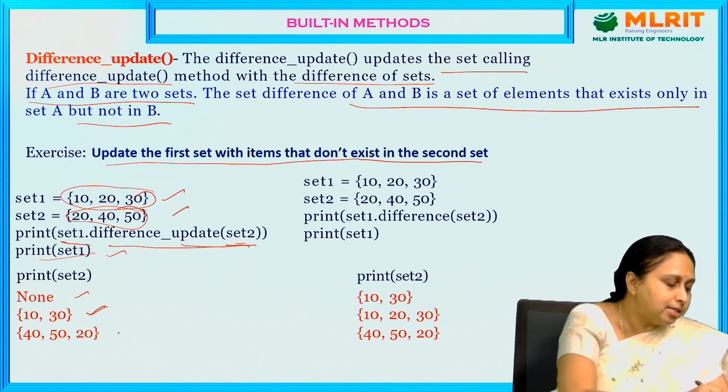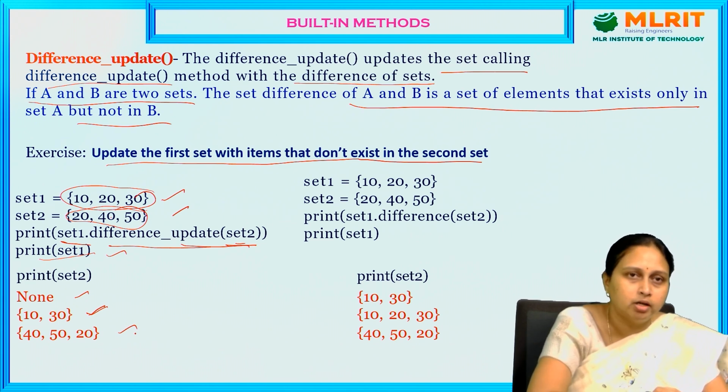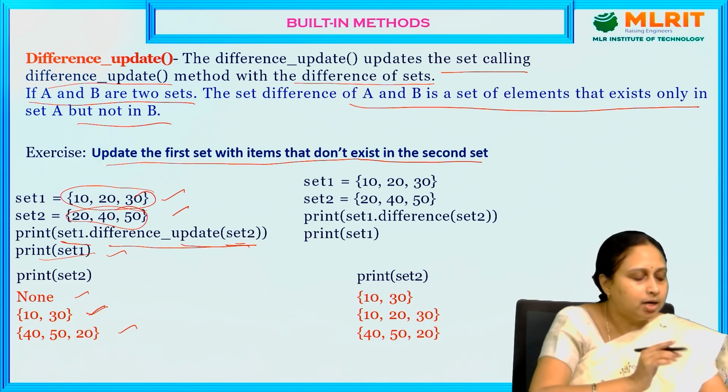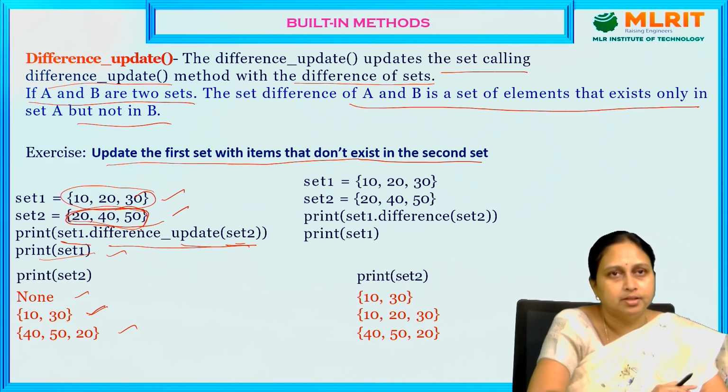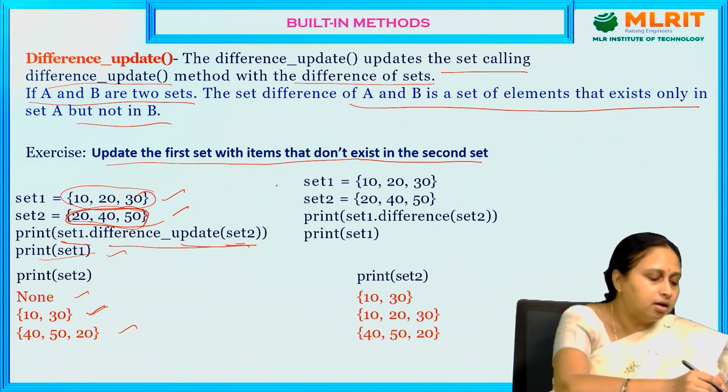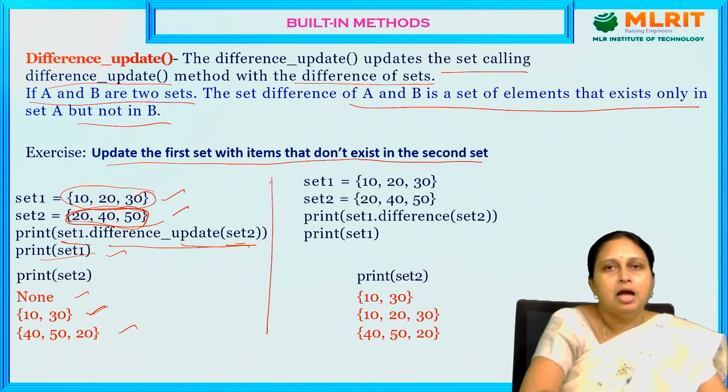And print set 2. In set 2, we are not going to do any updations here, so it is going to print only these elements in an unordered way. That is, 20, 40, 50 will be printed in an unordered way. That is difference update.